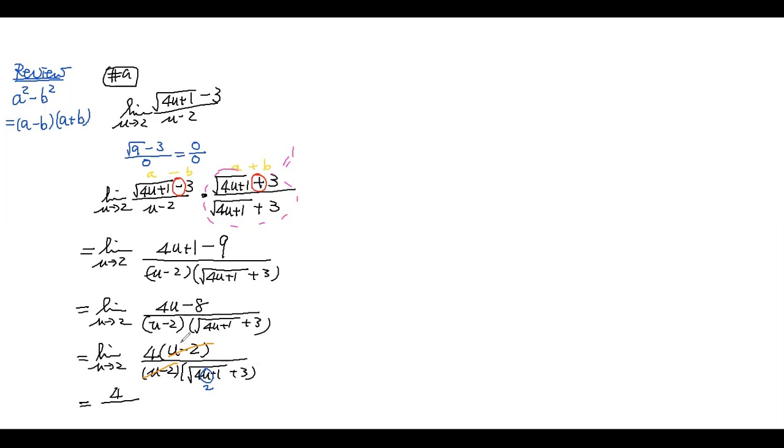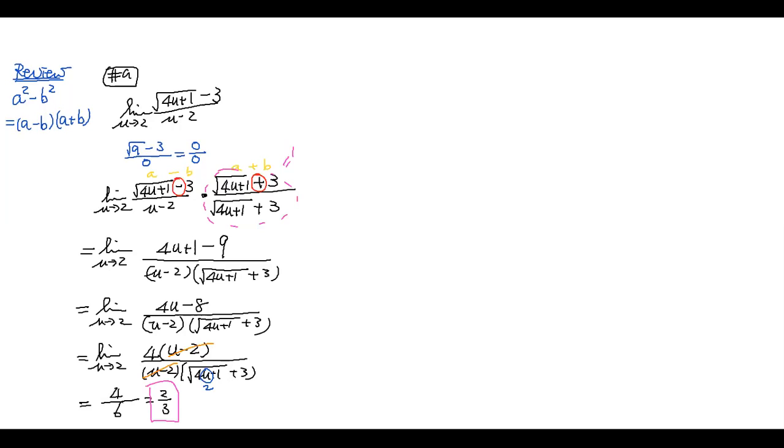So 9, the square root of 9, plus 3, so it's 6, right? So this is 2/3. So the limit here is 2/3. You see that? Okay, so that was the first problem. Now let's take a look at the second problem.